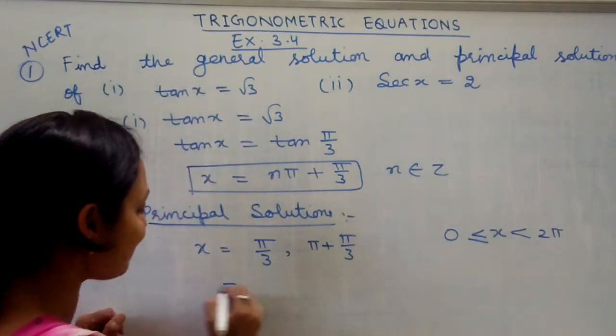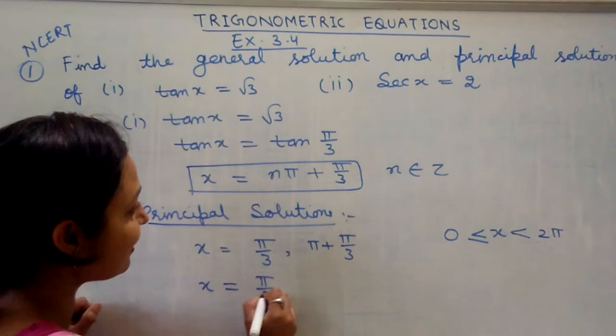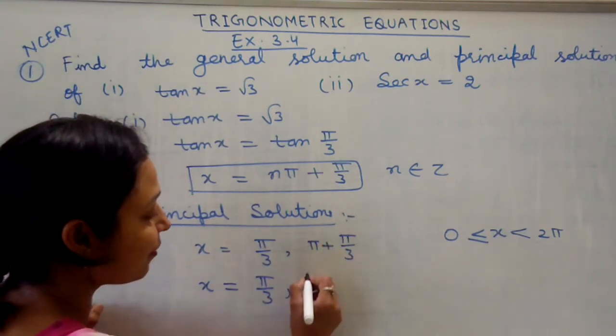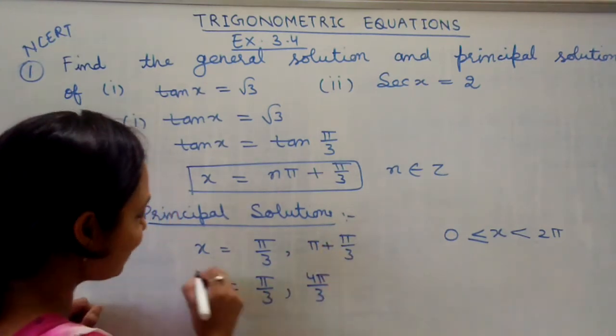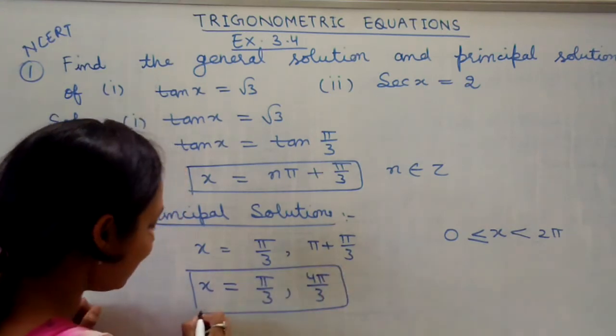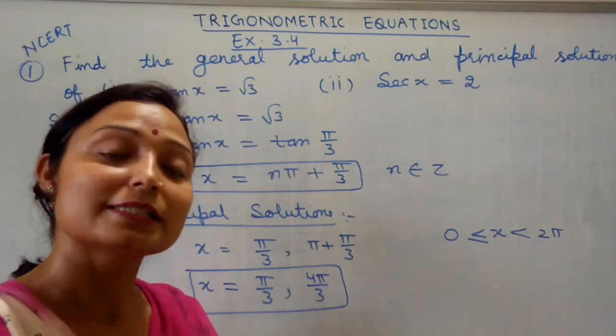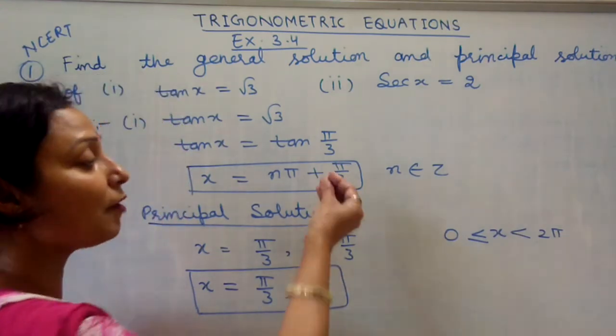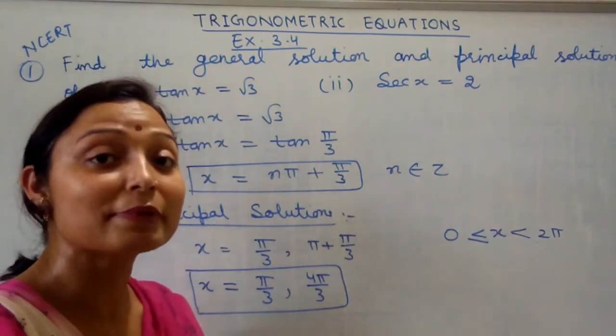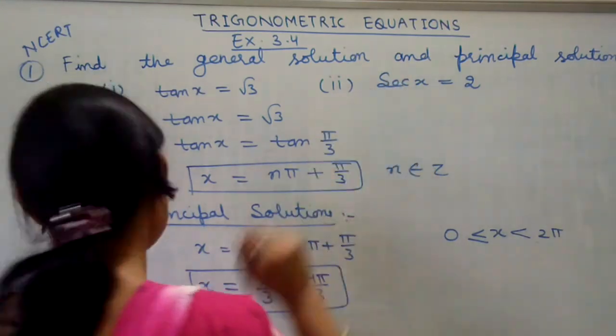So the principal solutions are pi by 3 and 4 pi by 3. This is the way to solve for the principal solution and the general solution. By the help of the general solution we can easily find the principal solution. Now come to question number 2.